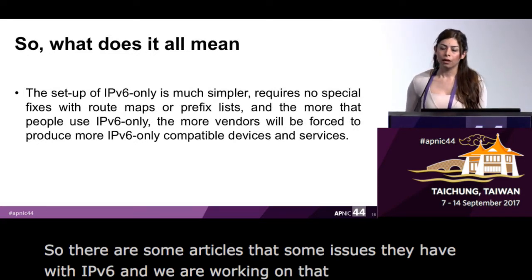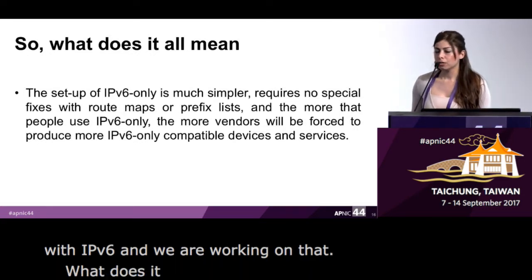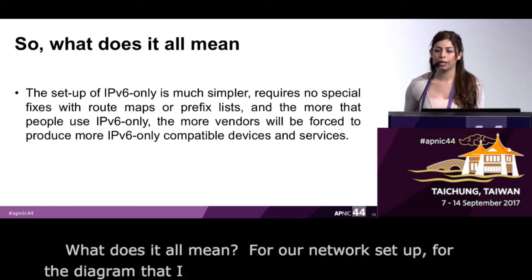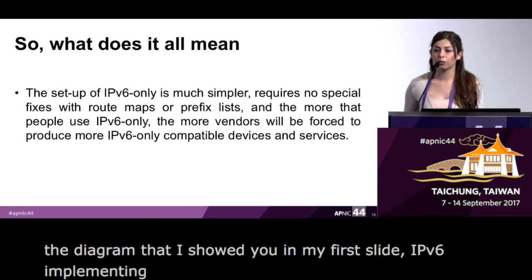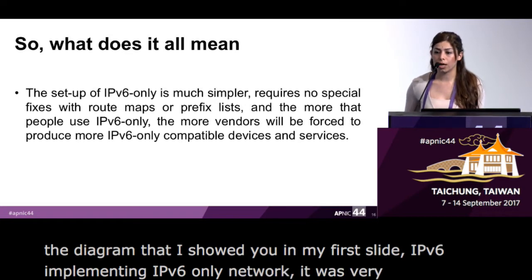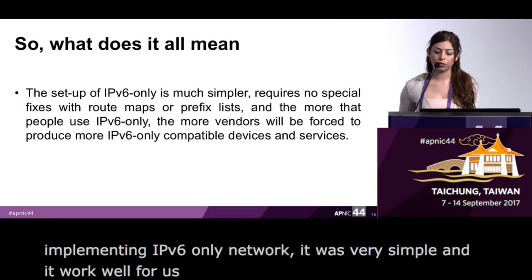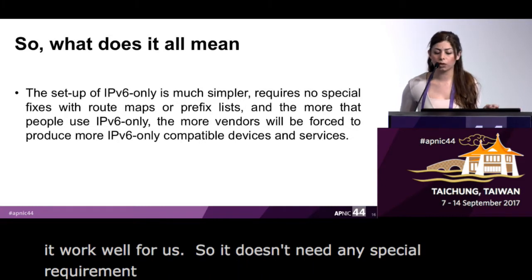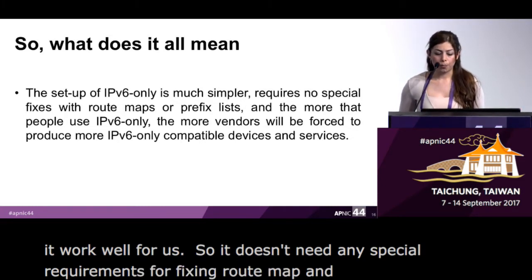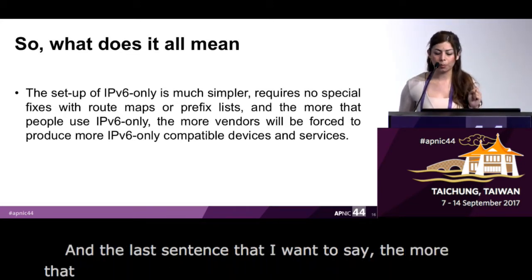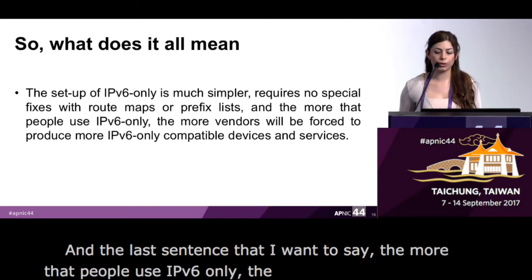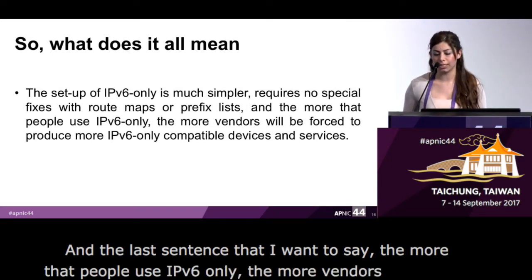So what does it all mean? For our network setup, for the diagram that I showed you in my first slide, implementing an IPv6-only network was very simple, and it worked well for us. It doesn't need any special requirements for fixing route maps and prefix lists. And the last sentence that I want to say: the more that people use IPv6 only, the more vendors will be forced to produce more IPv6-compatible devices and services.